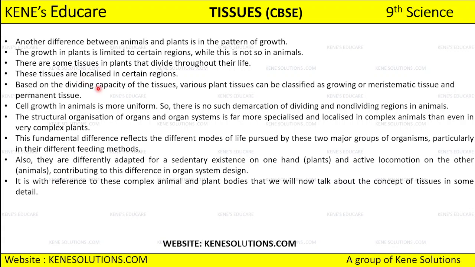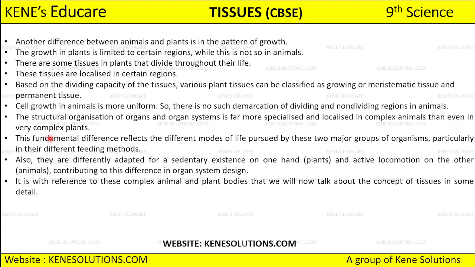Based on the dividing capacity of the tissue, the various plant tissues can be classified as growing or meristematic tissue and permanent tissue. As I told you, based on the dividing capacity of the tissue, plants have two types of tissues: meristematic tissue and permanent tissue.